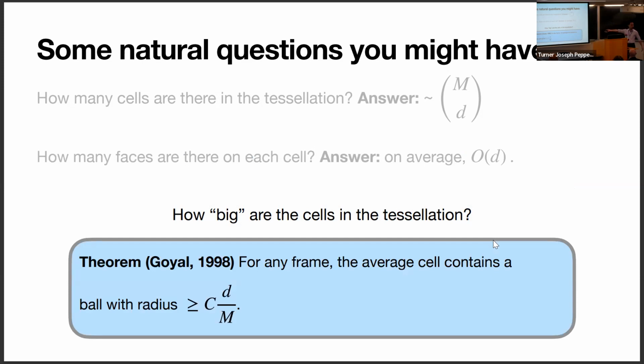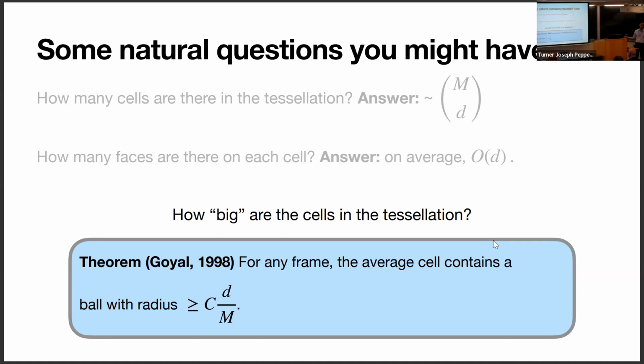There's a result by Vivek Goyal in 1998 that gives us a lower bound for this estimate. It says no matter what frame you decide to take your quantized frame measurements from, the average radius of this spherical tessellation is going to be at least some constant times the inverse of the redundancy of the frame. So redundancy of the frame being m over d.